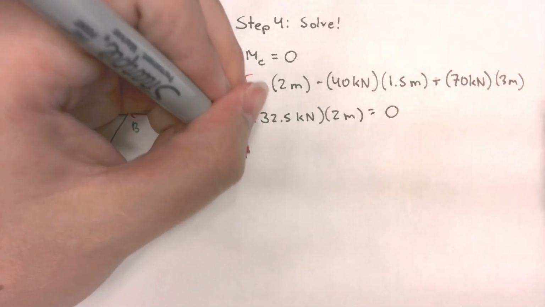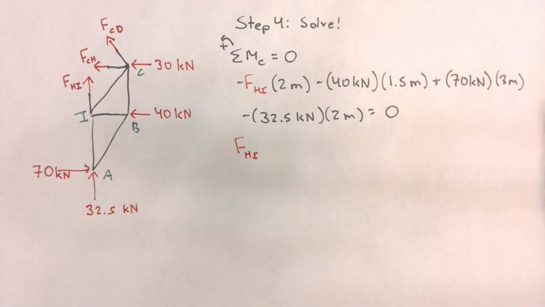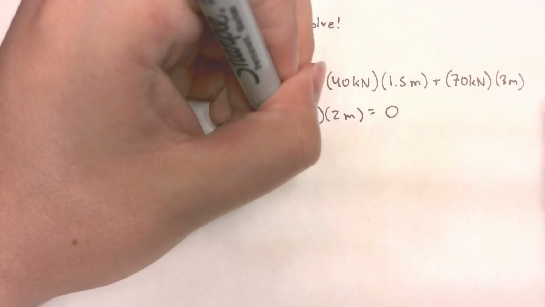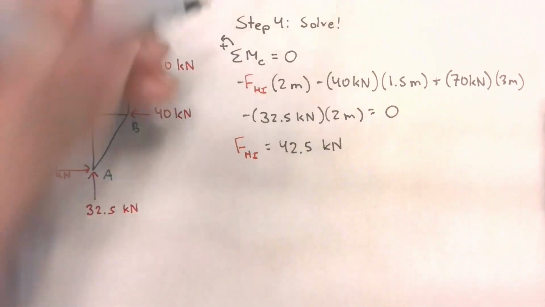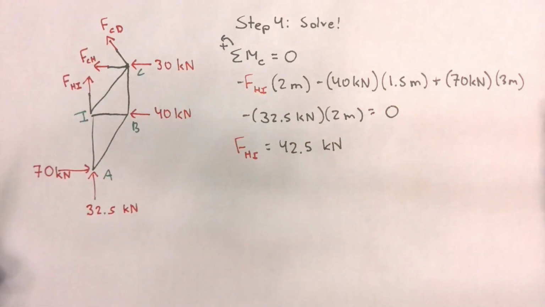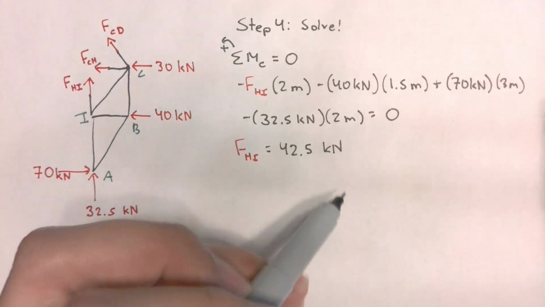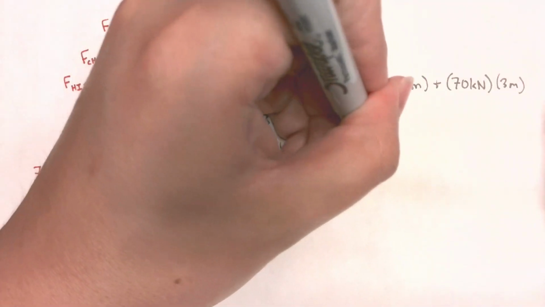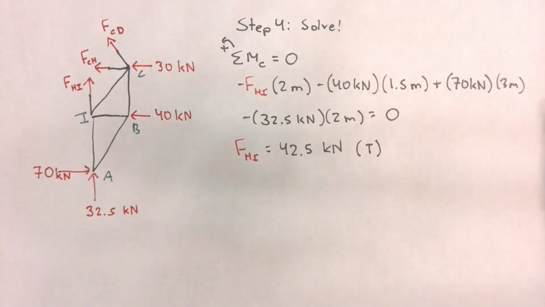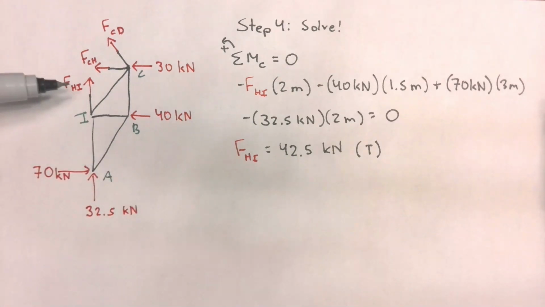So, take this and solve for my HI. This gives me a force from H to I of 42.5 kilonewtons. It's a positive value, so it's in tension. That means I assumed this direction correctly. Now to answer India's question, if I want you guys to identify them as tension or compression, you can just write parenthesis T. That should be an easy way to identify them, but just with this diagram, that is enough to let me know that it's in tension. Okay, so I found my HI.